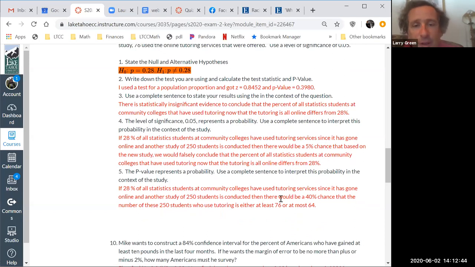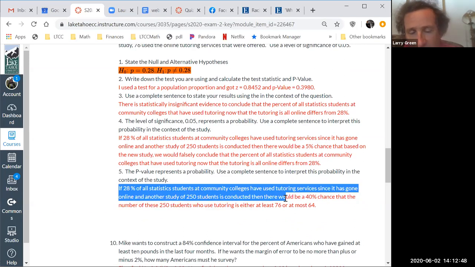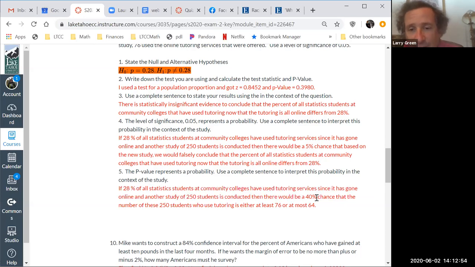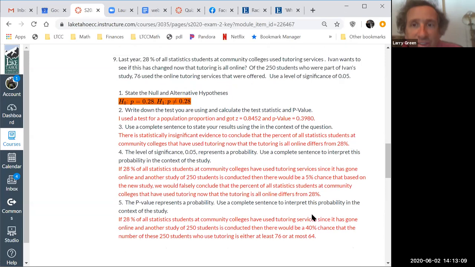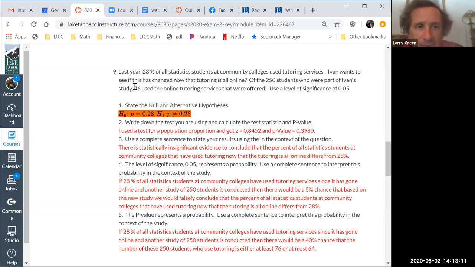Okay, part 5, now it's p-value, but we start out exactly the same. I'll let you read through this later if you want. But then you say there'd be a 40% chance, because the p-value is about 0.4, that the number of these 250 students who use tutoring online is either at least 76 or at most 64. So 76, by the way, that was the result of the sample.